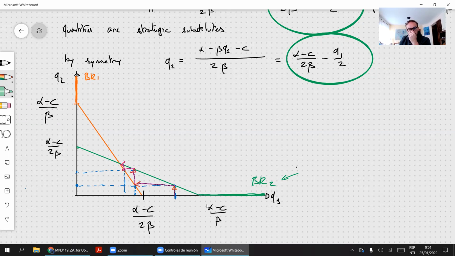Sorry if it's a bit messy. I'm going to take another color. I thought rainbows would be nice, but not really.